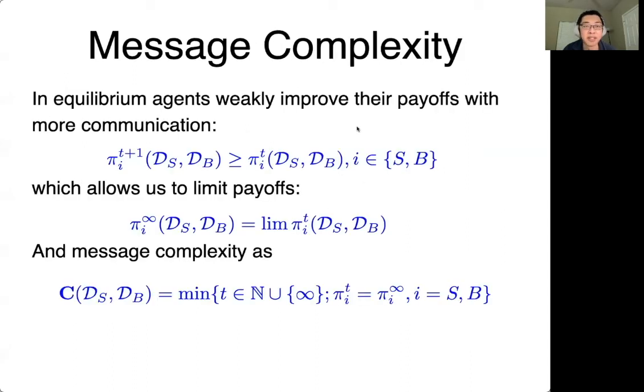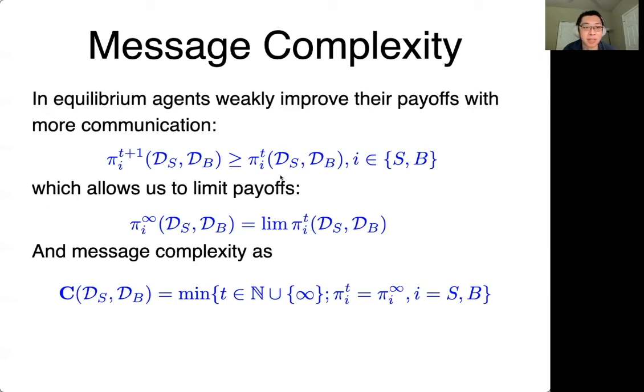And now we can define a concept called message complexity. So we notice that in equilibrium, agents will always weakly improve their payoffs with more rounds. So for any agent i, pi_i^(t+1) is always greater than or equal to pi_i^t. And that is because for the message sender in each round, he or she can just choose to send nothing to the other player to guarantee the same payoff as in the setting where there's one fewer round.